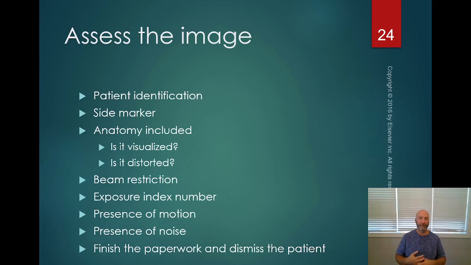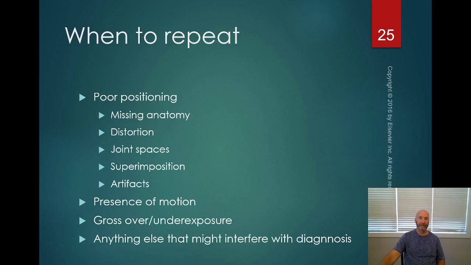So presence of motion, is it there? What might I be able to do to get rid of the motion and make a better image? Presence of noise, being fog, and we'll talk about fog later in the semester, but also things like quantum mottle. Quantum mottle is a speckly appearance on the image because you didn't use enough radiation. And finally, finish the paperwork and dismiss the patient. Turn in all the information to the radiologist so that they can make a diagnosis on the patient.